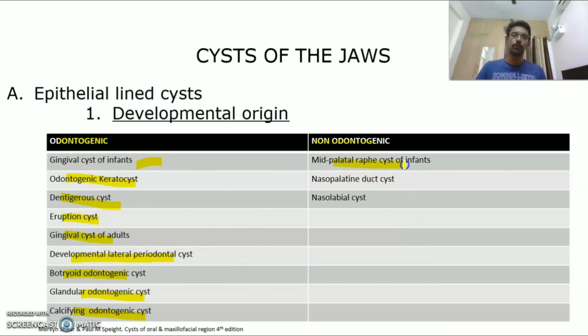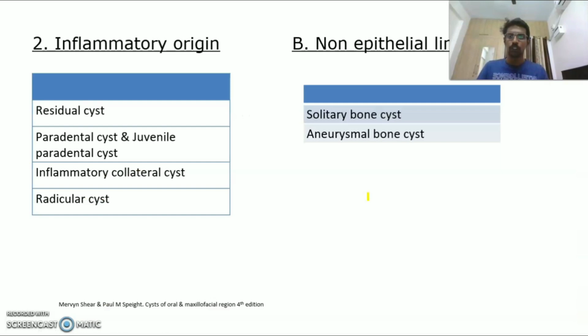Non-odontogenic cysts are midpalatine cyst of infants, nasopalatine duct cyst, and nasolabial cyst. So, what are the inflammatory cysts? They are residual cyst, paradental or juvenile paradental cyst, inflammatory collateral cyst, and radicular cyst. The most common inflammatory cyst occurring in the oral cavity is the radicular cyst.